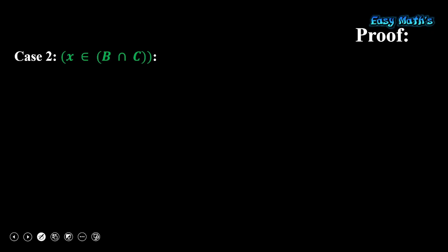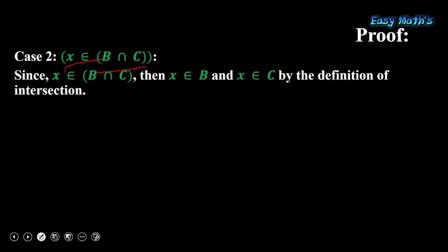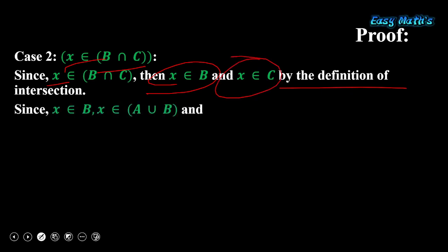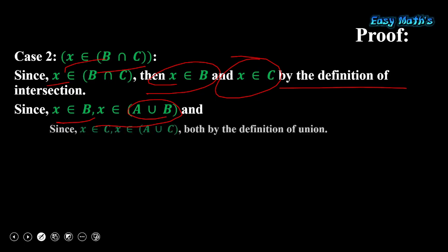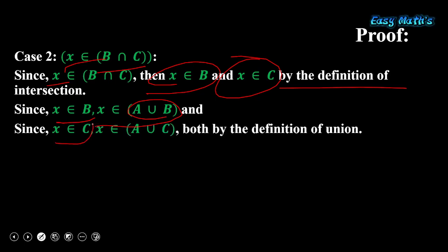Then we have the next case, where x belongs to B intersection C. So by the definition of intersection, we say that x belongs to B and x belongs to C. Now, since x belongs to B, we can say that x belongs to A union B, by the definition of union. And also x belongs to C, so x belongs to A union C also, by the definition of union.